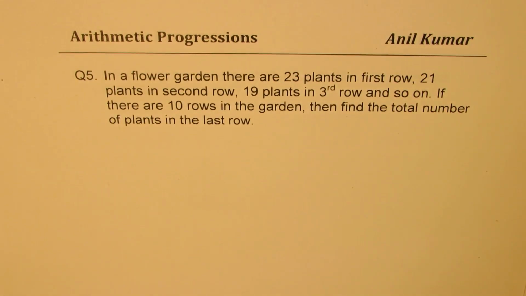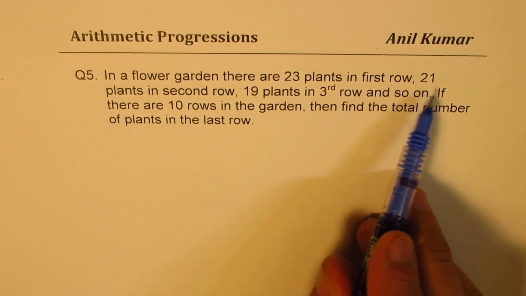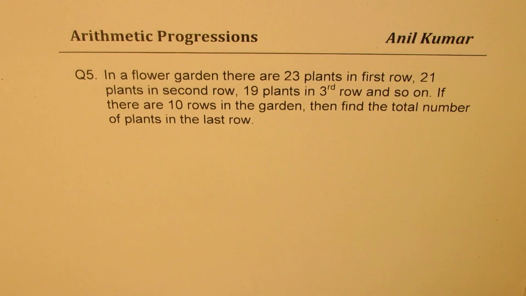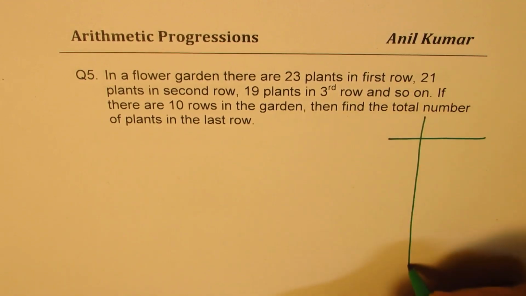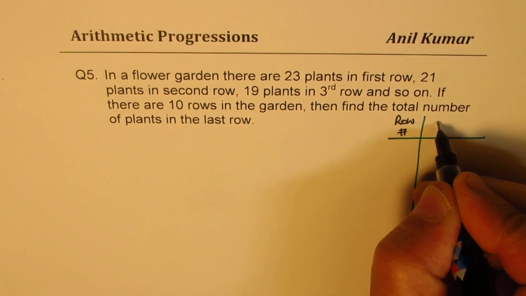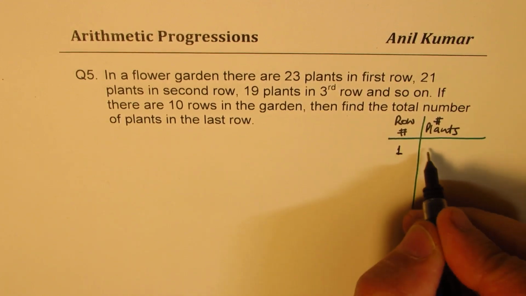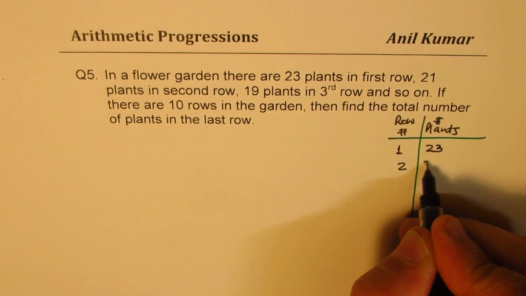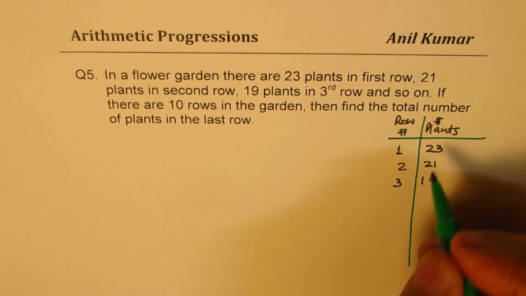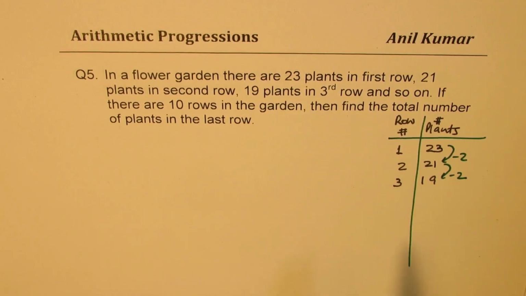Question number 5. In a flower garden, there are 23 plants in the first row, 21 plants in the second row, 19 in the third row, and so on, right? So let's make a table here, which gives you row number and number of plants. So in the first row, we have 23 plants. In the second row, we have 21. And then in the third row, we have 19. And this series is actually going down by 2 each time. Correct? So that becomes the pattern.